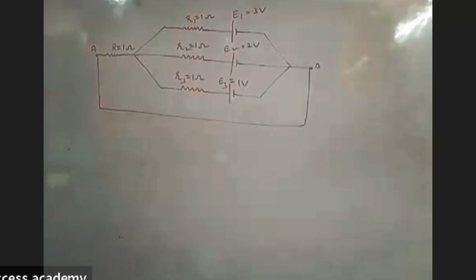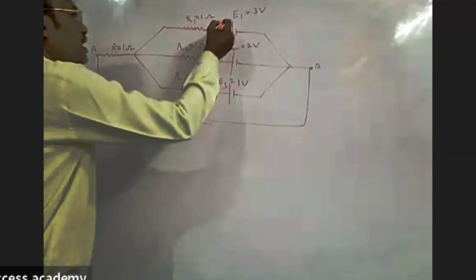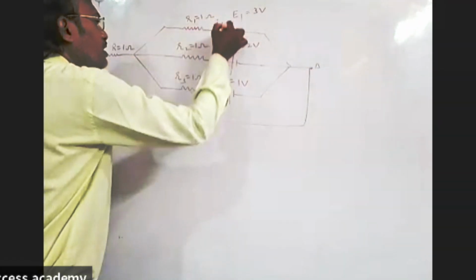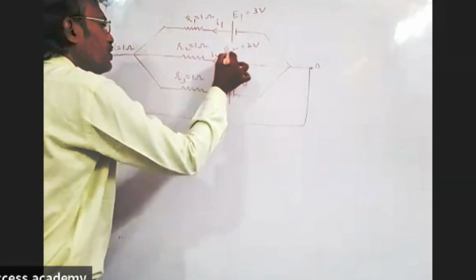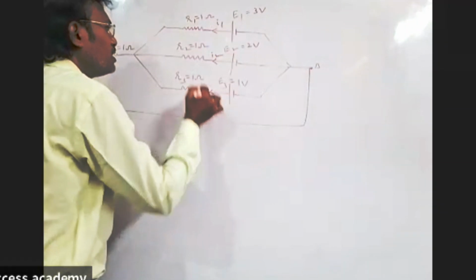Here, I1 is equal to 1 ampere. You will get I2 is equal to 2 ampere, and I3 is equal to minus 1 ampere. And what about I1, I2, I3? Through the first cell, the current is I1. Through the second cell, the current is I2. Through the third cell, the current is I3.